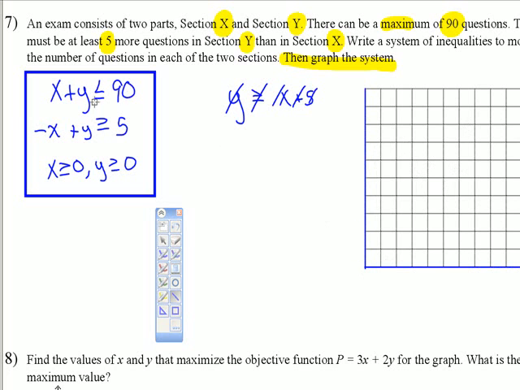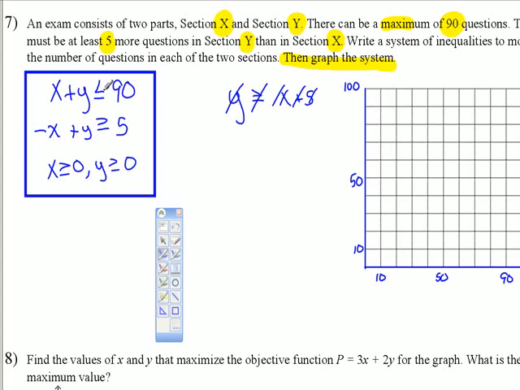I've got some pretty big numbers here. 90 is not a small number to graph with. So instead of going by 1s, I'm going to go by 10s on the x and the y. So I've got 10, 20, 30, 40, 50, 60, 70, 80, 90, and 100 would be the edge of the paper, the top of the grid there.